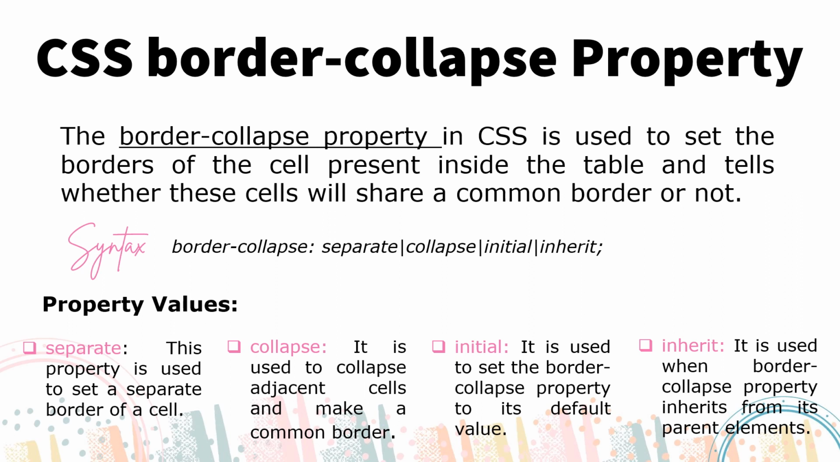Collapse is used to collapse adjacent cells and make a common border. Initial is used to set the border collapse property to its default value. And finally, inherit is used when the border collapse property inherits from its parent elements.